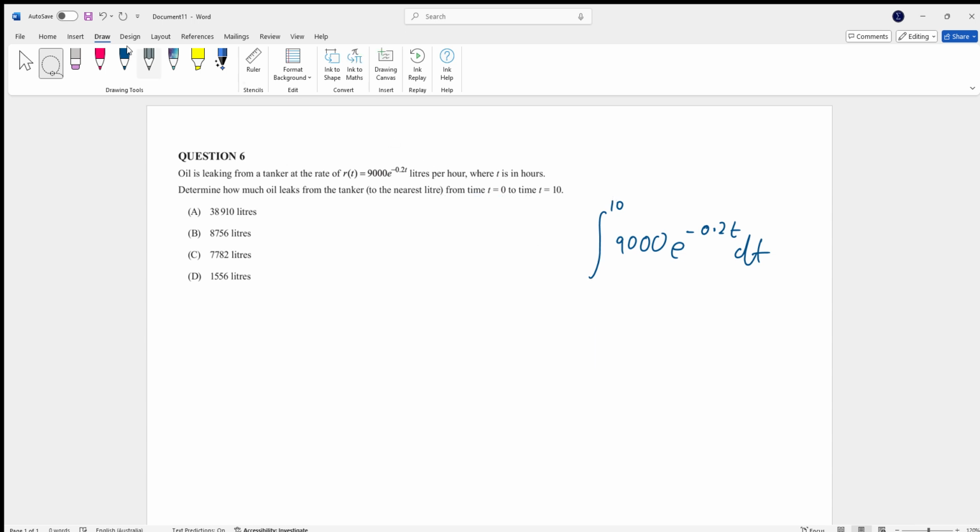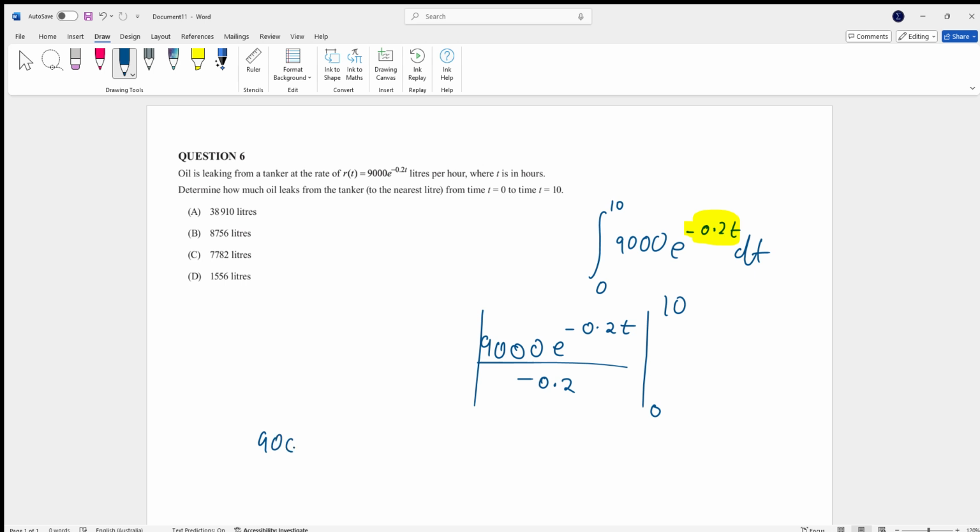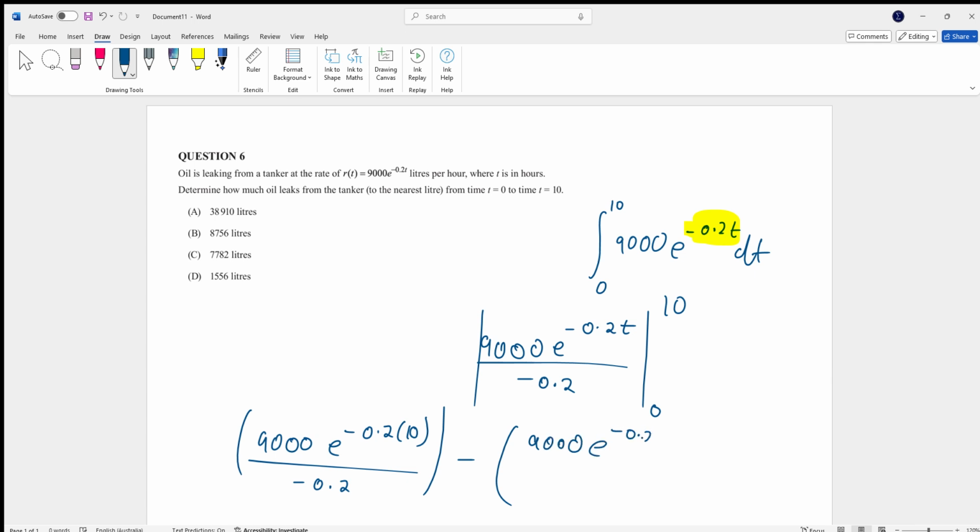Now when you integrate that, you could use your calculator or you can do it by hand. If you're integrating this guy here, we know e doesn't change, but you have to divide by the differential of this, which would be negative 0.2. So this would be 900 e^(-0.2t) over negative 0.2 between 0 and 10. You then chuck in the 10, so you have 9,000 e^(-0.2 times 10) over negative 0.2. Then you would subtract, chuck in the 0, so 9,000 e^(-0.2 times 0) over negative 0.2.